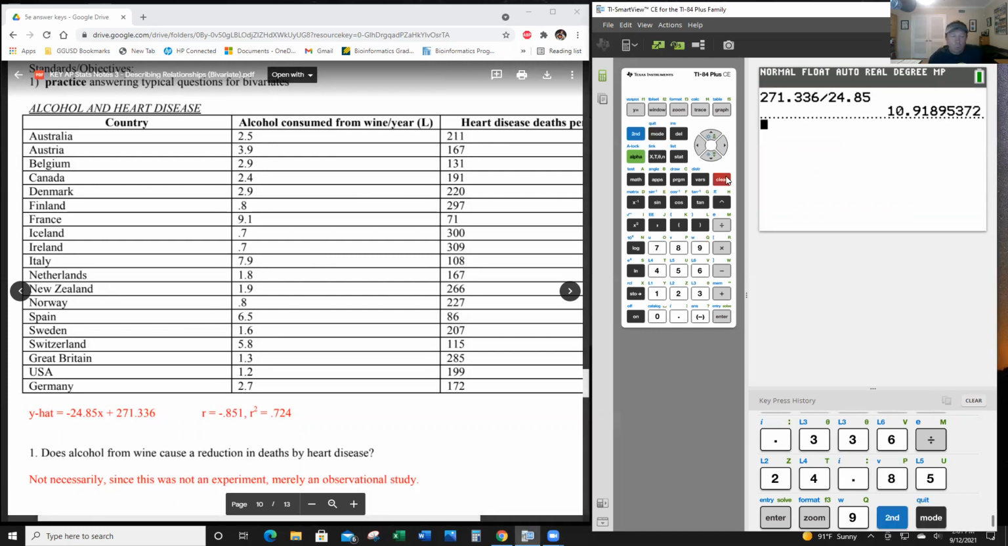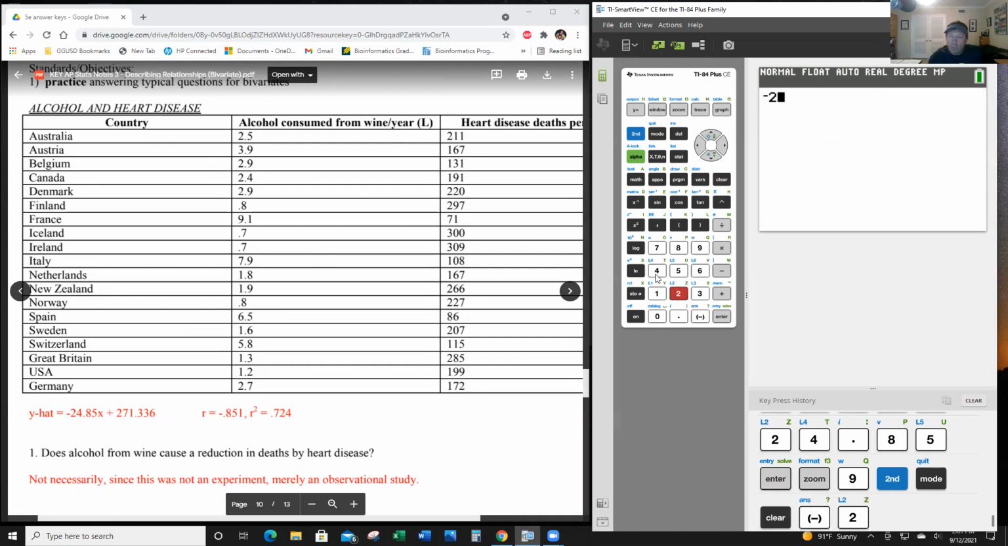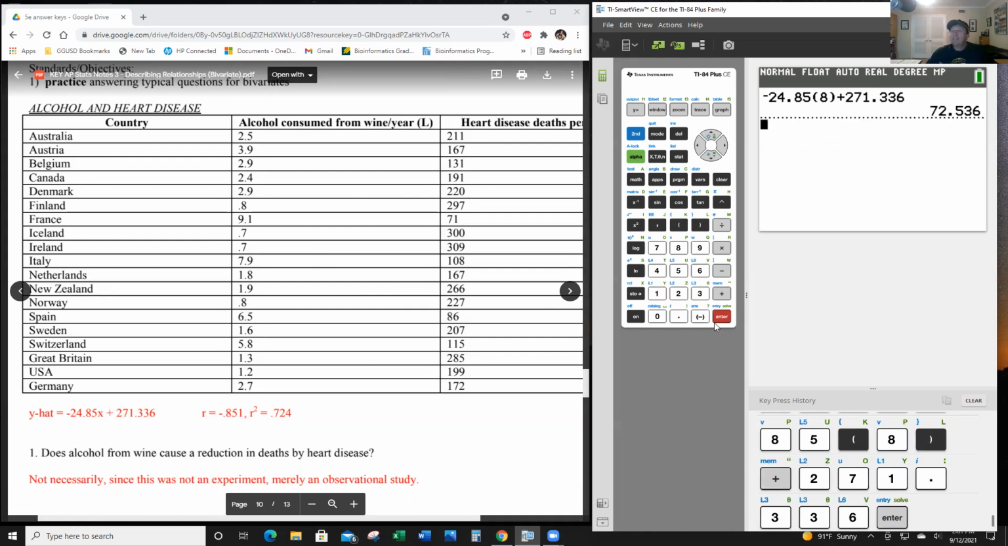Okay, so we're going to go negative 24.85 times 8 plus 271.336. Okay, and it's about 72 heart disease deaths per year. That's about right, because 9.1 was, I'll sort of highlight that one for you, because 9.1 right here produced 71. So that's about right. Okay, good.